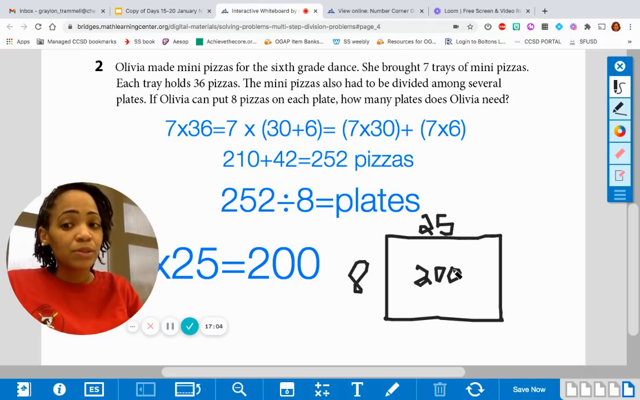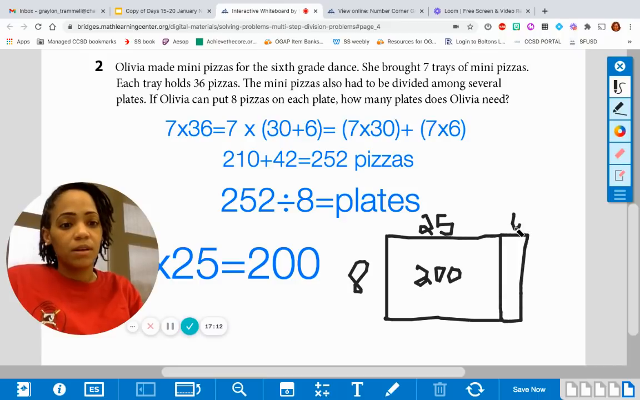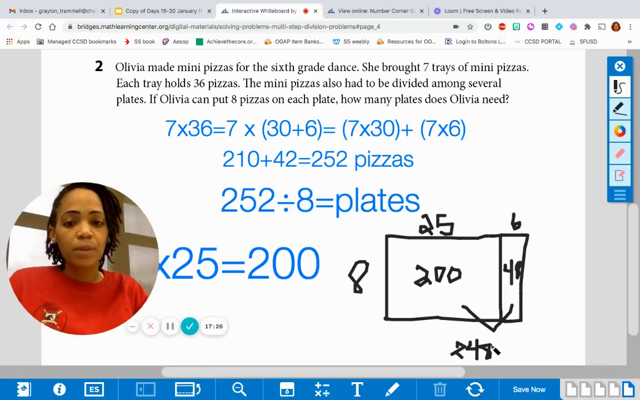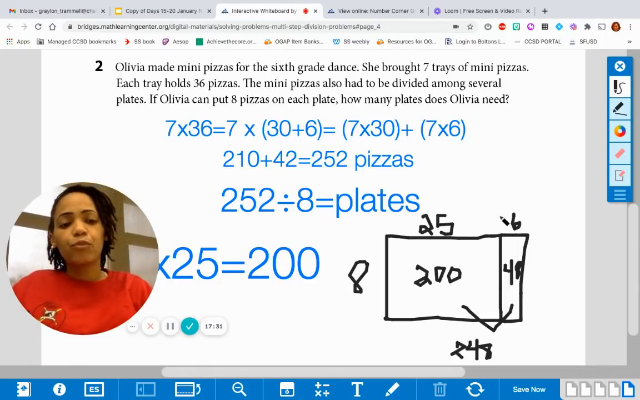Eight times 5 we know is 40. What about 8 times 6? Let's do 8 times 6, which is 48. And 200 plus 48 is 248. And that means we have 4 pizzas left over. So right here, our answer looks like it is 31, remainder 4.